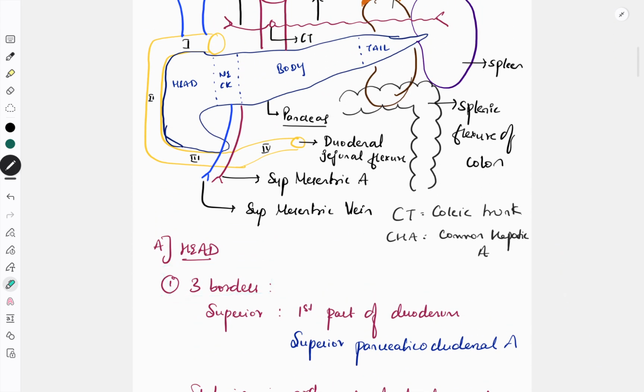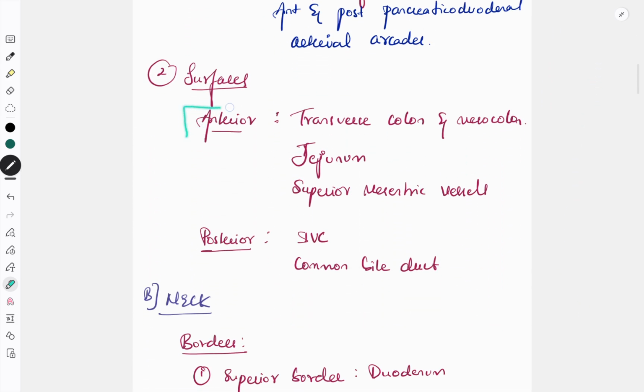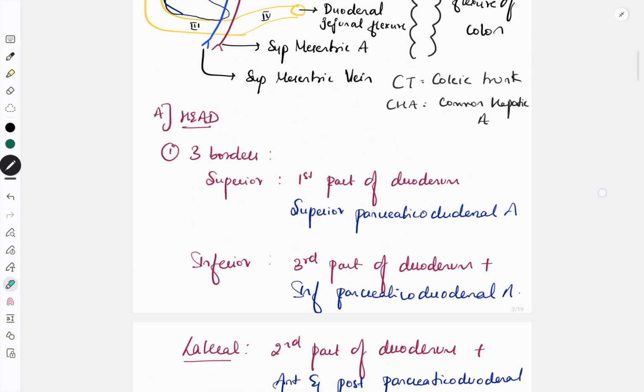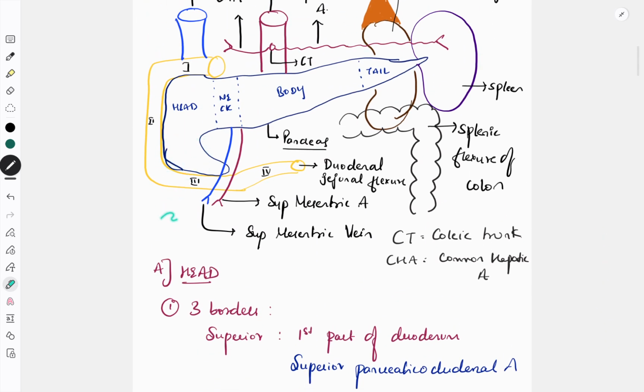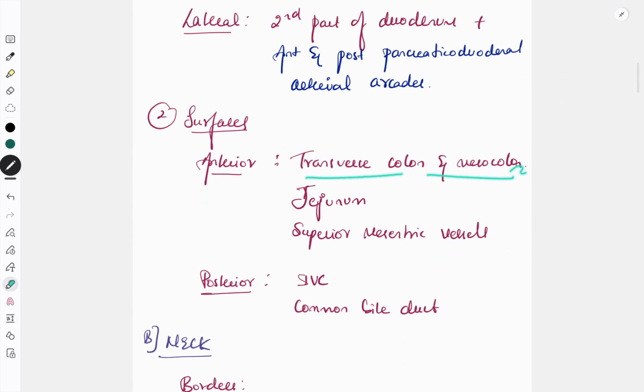Moving on to the surfaces. The head of the pancreas, what do you think the surfaces can be? There can be only two surfaces, the anterior surface and, behind that, the posterior surface. Now we will be looking at the relations of the surfaces. The anterior surface is related to the transverse colon and mesocolon. You need to visualize that this is the pancreas, and in front of it you will have the transverse colon like this and the transverse mesocolon moving like this. So these are the anterior relations, transverse colon and mesocolon.